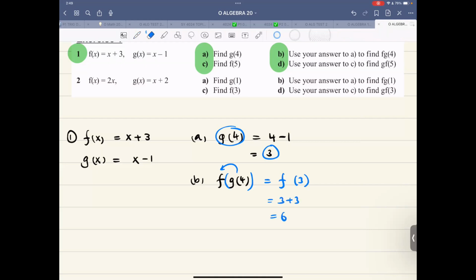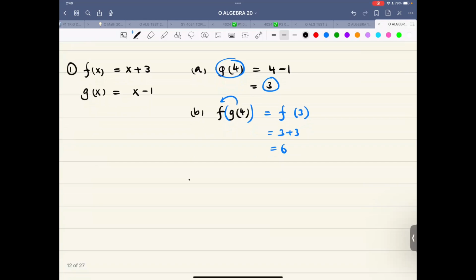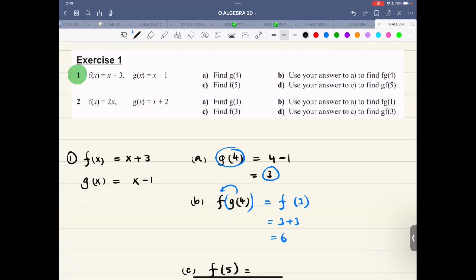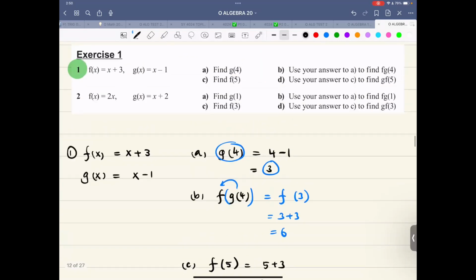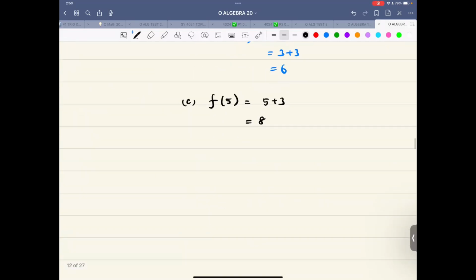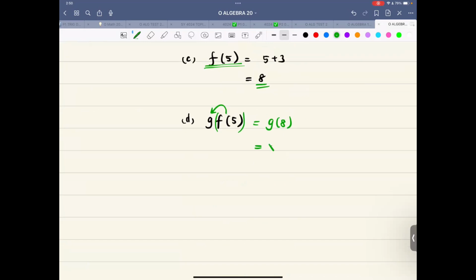Basic question. So just let me remove this thing. And then the second thing, this is part A, part B done. Part C, f(5). So f(5), that is f(x) is x plus 3, that is 5 plus 3, which comes out to be 8. And then part D, use your answer to C to find g(f(5)). So g(f(5)), that means this thing is f(5). So just replace, that is g(8). What is g(x)? x minus 1. That is 8 minus 1, which is 7.